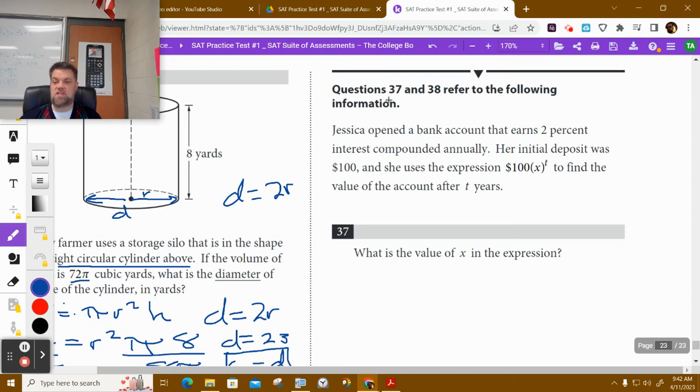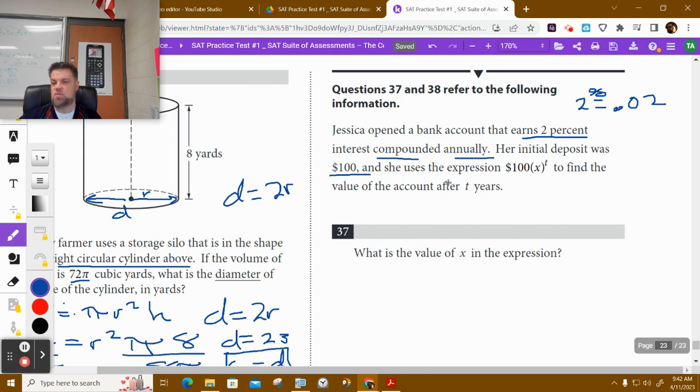Anyways, questions 37 and 38 refer to the following information. Jessica opened a bank account that earns 2%. I'm just going to let you know that 2% is equal to 0.02. It's compounded annually. That's going to be important.